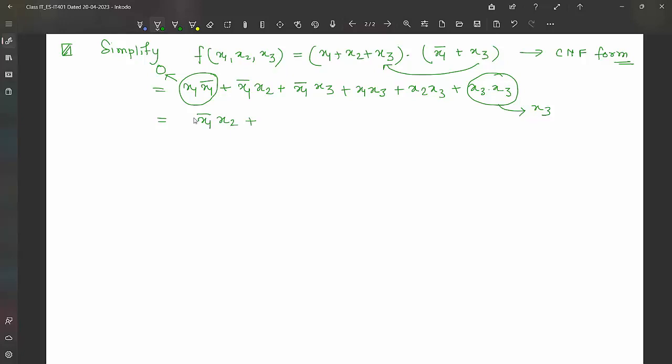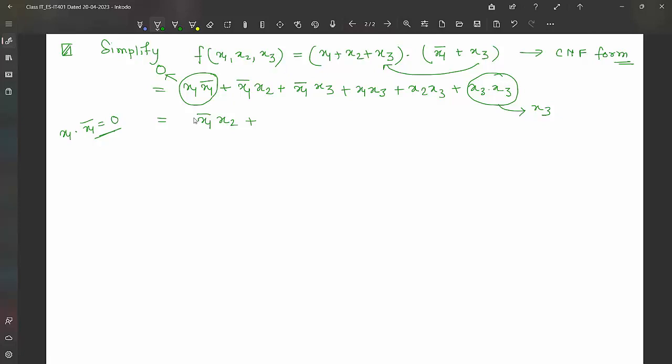Yes, from the Boolean property, x1 dot x1 bar is 0. It is a Boolean property. Why do we take 0 here? Because 0 plus that term is that term again. From the next time, whenever we multiply, we will directly discard this term, that means x1 x1 bar, we will not write that term. And whenever you take the same term, x3 dot x3, you will get only one term, x3. So from the next time we will directly write it as x3.